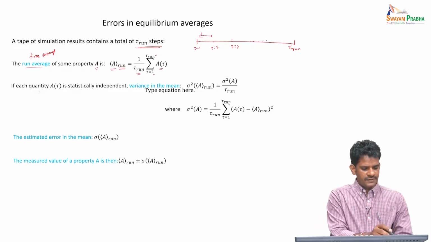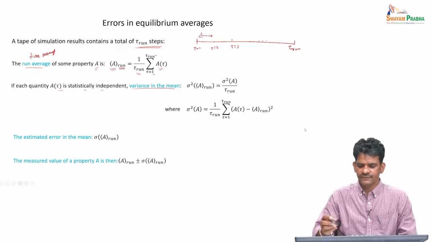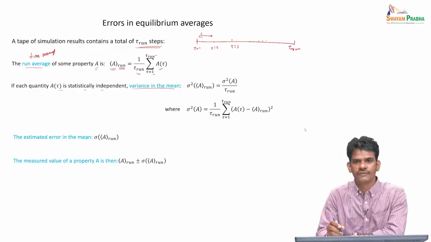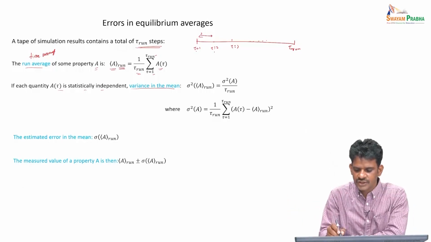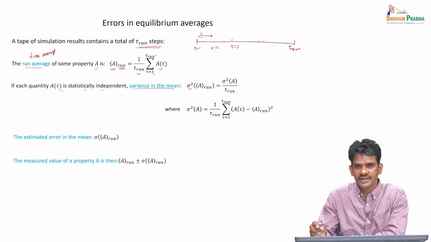And then if each quantity A of t here is statistically independent, then we can calculate variance in the mean. So now suppose all these data points stored at these discrete time intervals are statistically independent, then we can calculate the variance in the mean, sigma squared, as sigma squared A by tau run, where the sigma squared A here is nothing but the variance over the entire set of data.